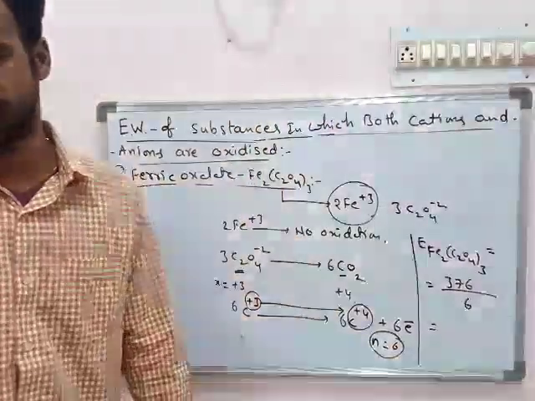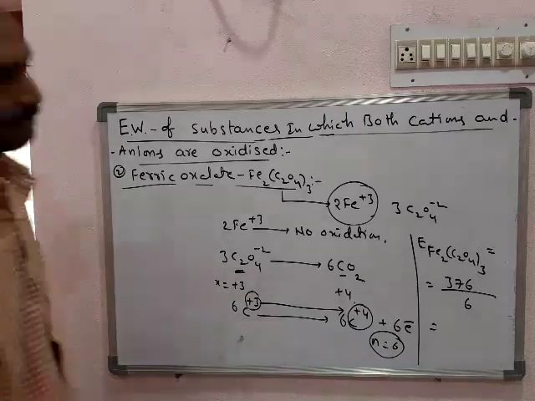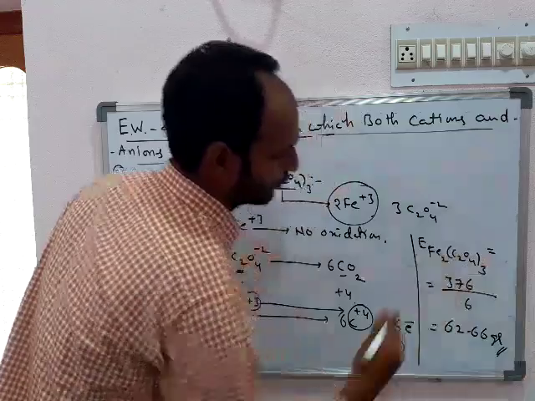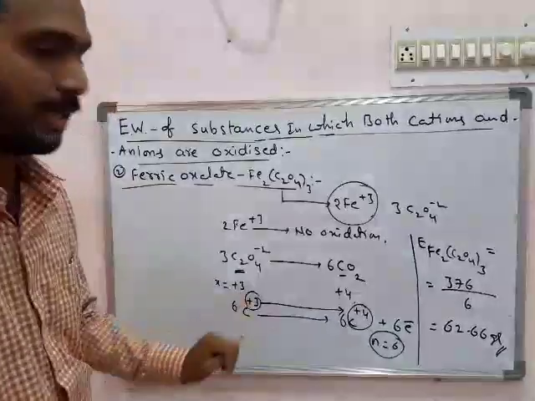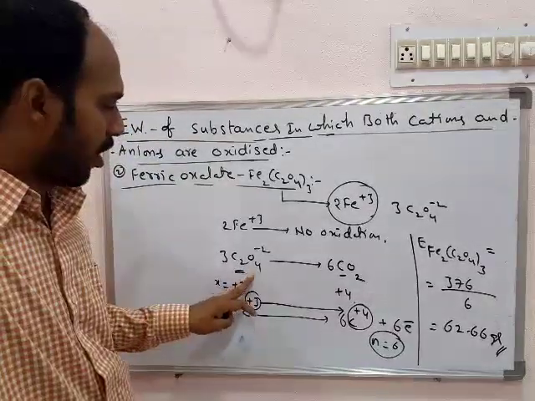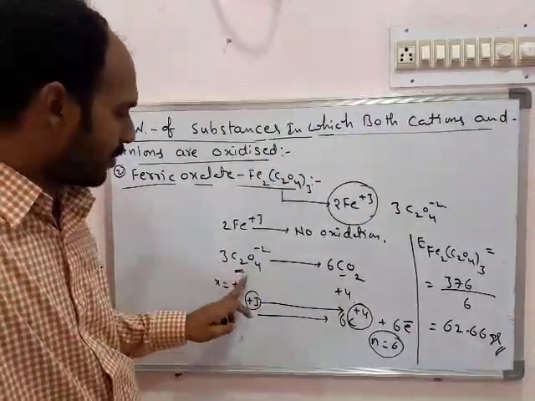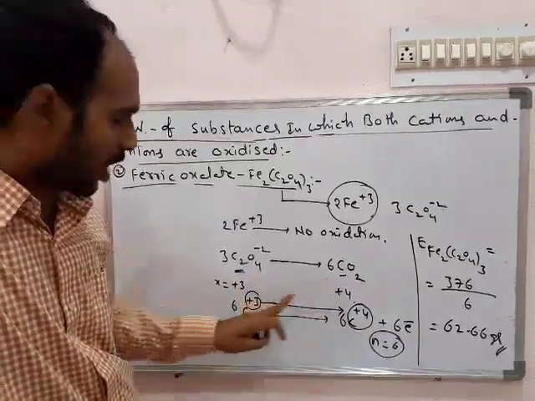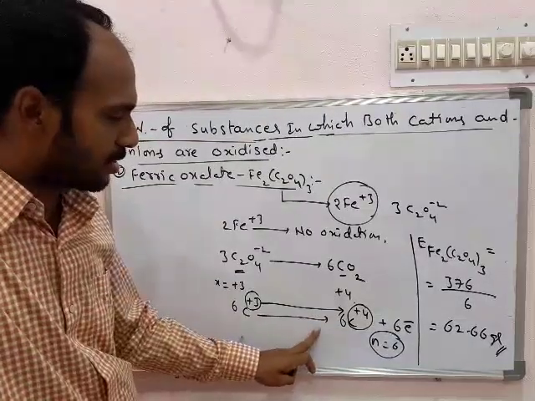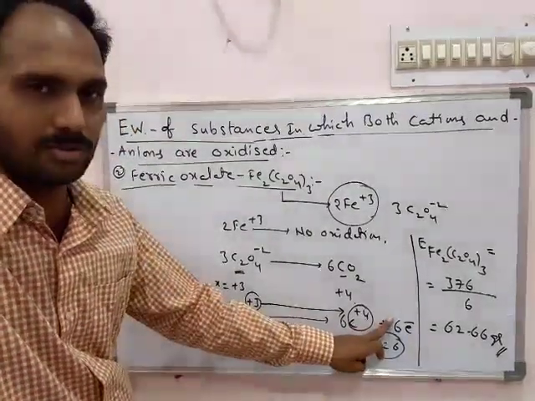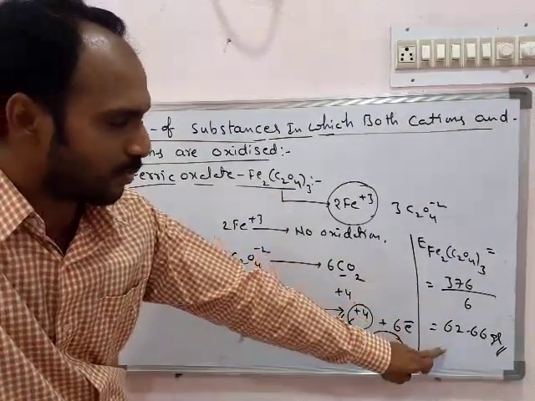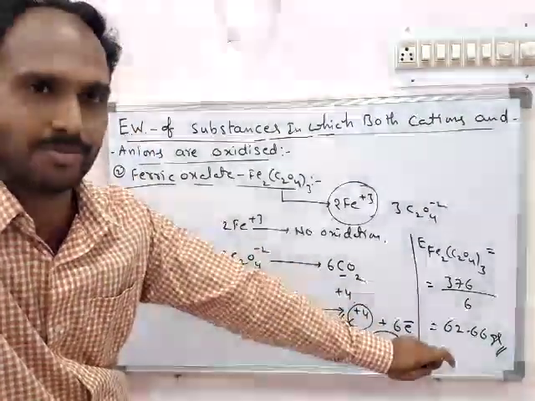With molecular weight 376, the N factor is 6, so that is equal to 62.66 grams. Here ferric does not undergo oxidation. Only oxalate undergoes oxidation. Here 6 carbons undergo oxidation. The 6 carbons change from +3 to +4. The total number of electrons lost by it is 6 electrons. That is why the N factor is 6, and molecular weight 376 by 6 we get 62.66 grams. Okay.